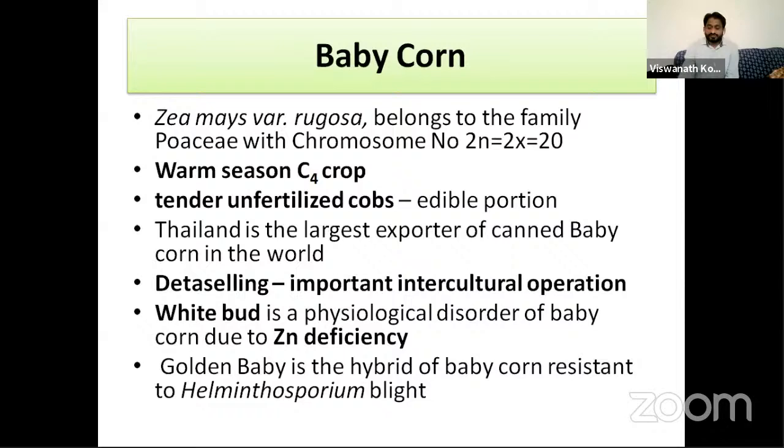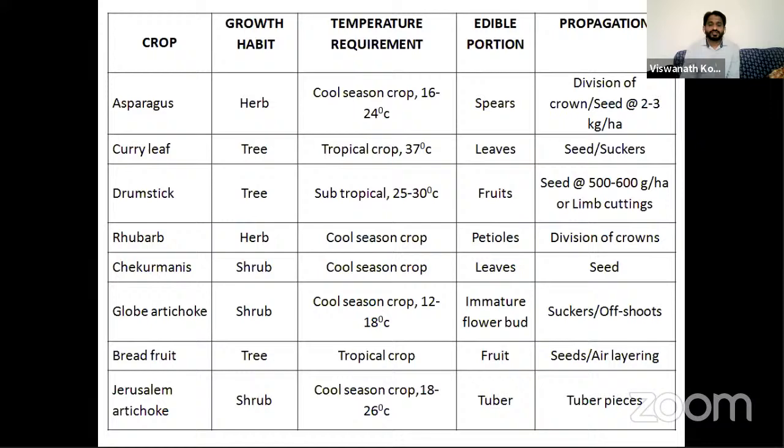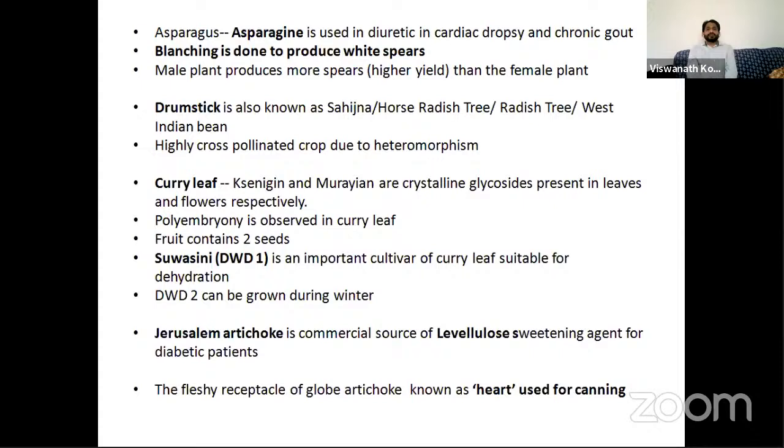And there are some important perennial vegetables like asparagus, curry leaf, drumstick, rhubarb, and chicory. You can go through this table for the details. Here I have also given them based on the temperature requirement and the propagation method versus the edible portion. So asparagus has an alkaloid, asparagine. It is diuretic, used in cardiac disorders and as a tonic.